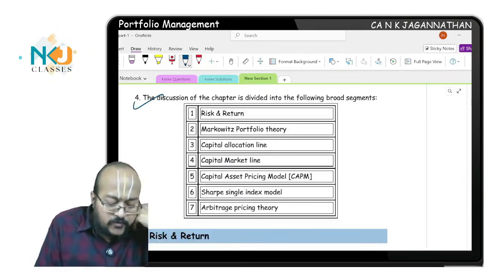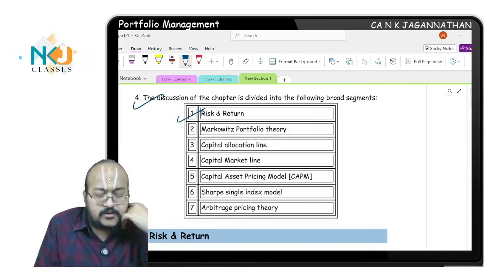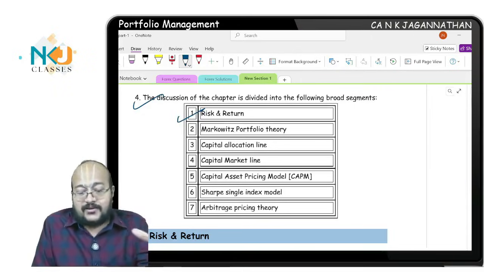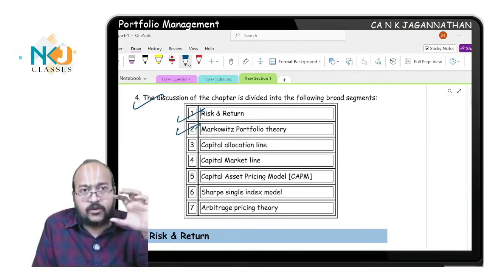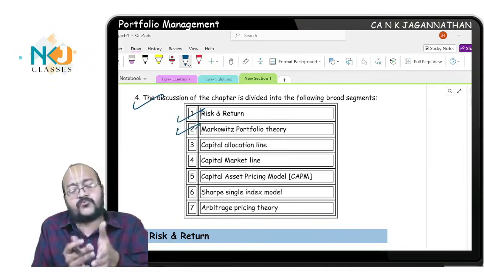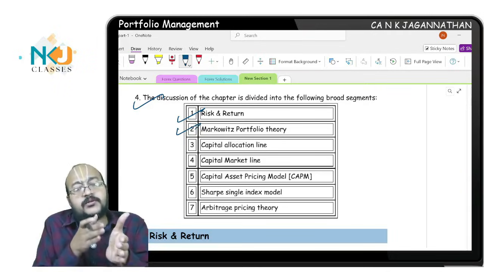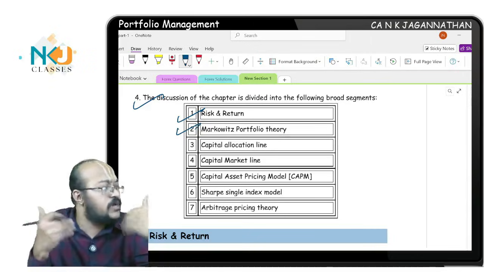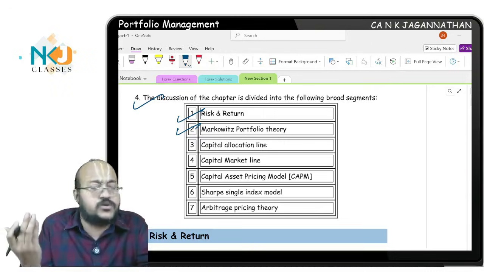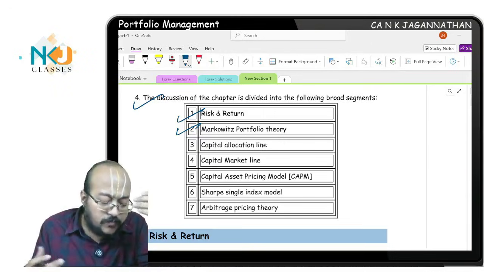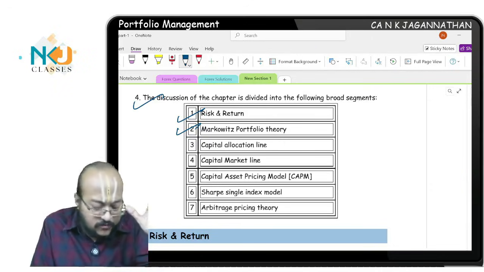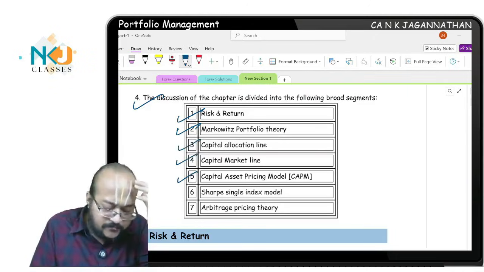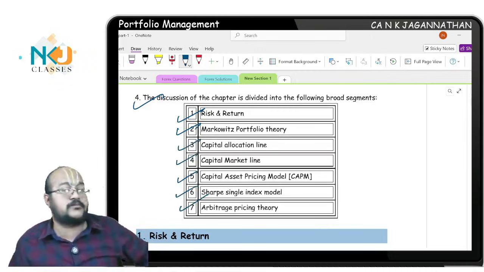See, the chapter will be divided into various aspects. One is the risk and return. First we will try to find out what is risk and return based on the mean variance analysis, the core of Markowitz portfolio theory. In fact, inside the theory itself, they try to measure the risk using mean variance analysis. This is the tool they use for analyzing the portfolio. So Markowitz portfolio theory we will discuss, then capital allocation line, capital market line, capital asset pricing model, CAPM, Sharpe single index model, and arbitrage pricing theory is the agenda for this chapter.